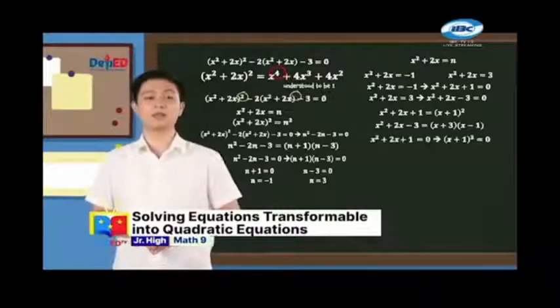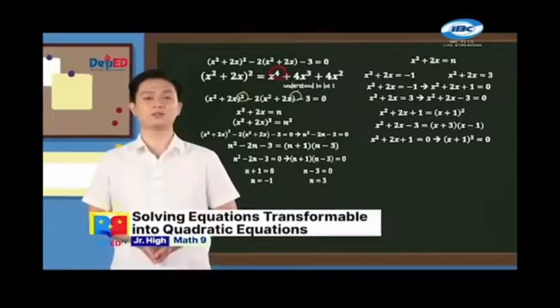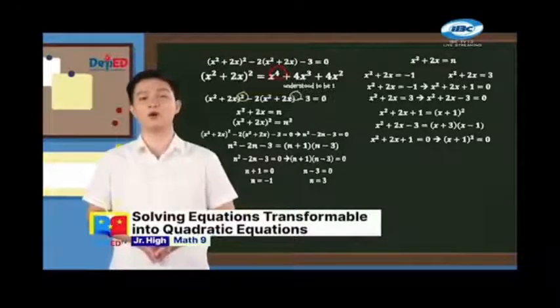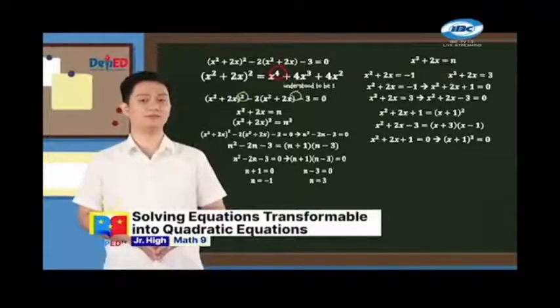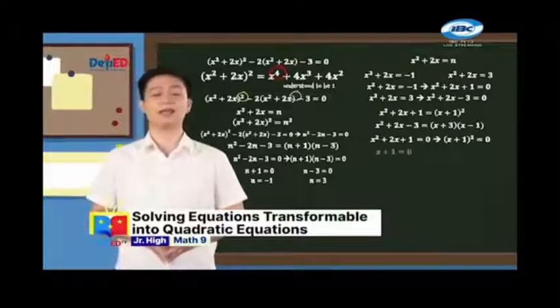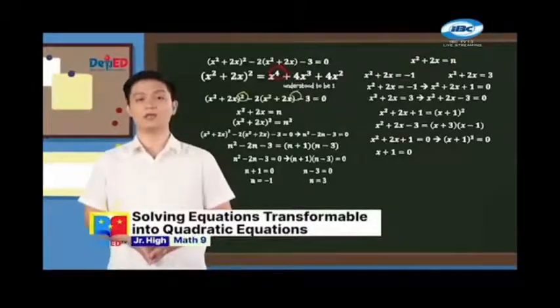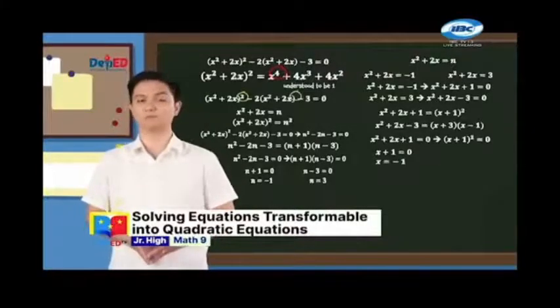Therefore, the equation x squared plus 2x plus 1 equals 0 will now be written as x plus 1 quantity squared equals 0, which can be solved by extracting square roots. Hence, the equation x plus 1 equals 0. x must be equal to negative 1.